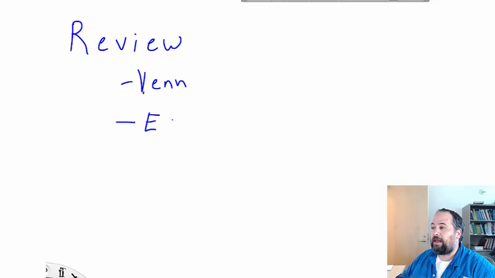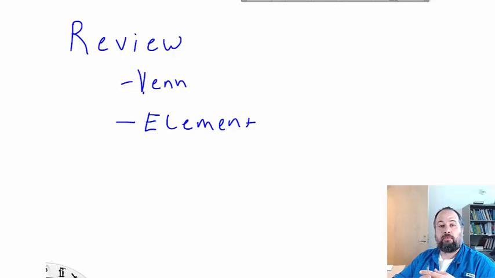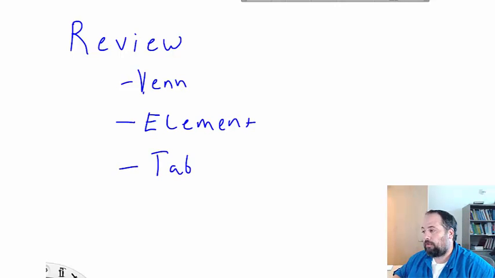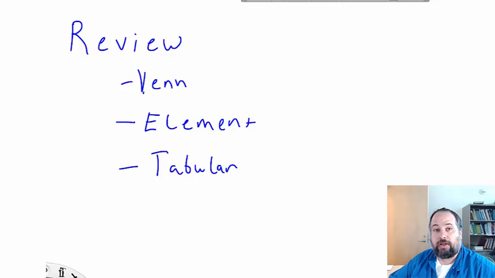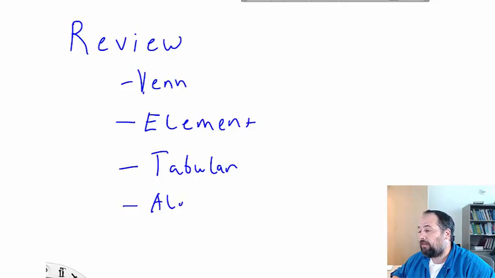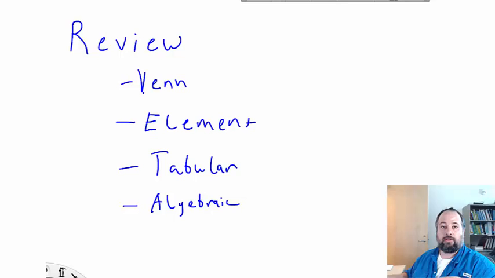We learned the element method, right? If x is an element of A, then x must be an element of B, and then we prove it the other way, and we've proven that 2 sets are equal. The tabular method, which is a truth table, right? It's just enumerating all possibilities. And it's just as useful as the truth tables that we were using earlier this semester. And finally, the algebraic method, which again is just like what we were doing earlier this semester.